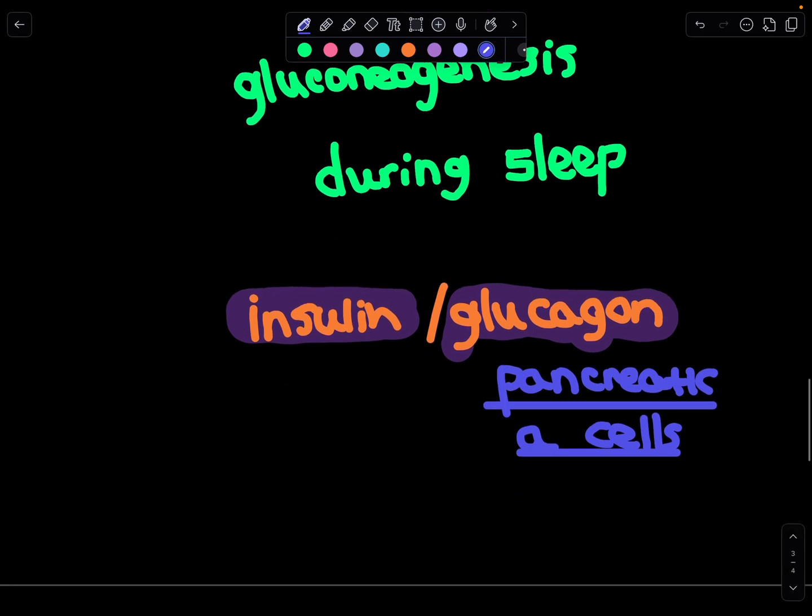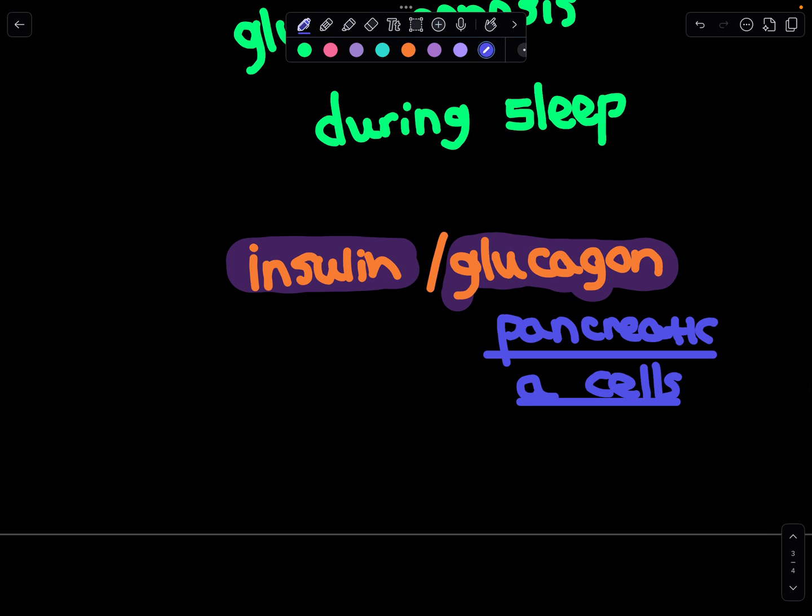Yes, let's break them down step by step. So you mentioned pancreatic alpha cells. Let's start with glucagon.